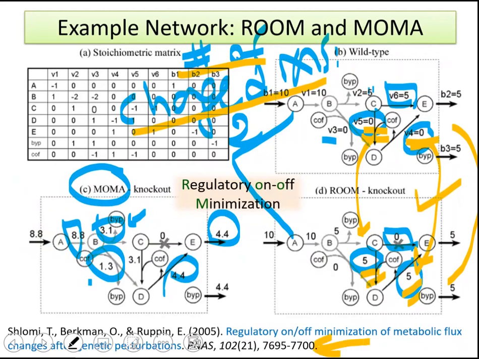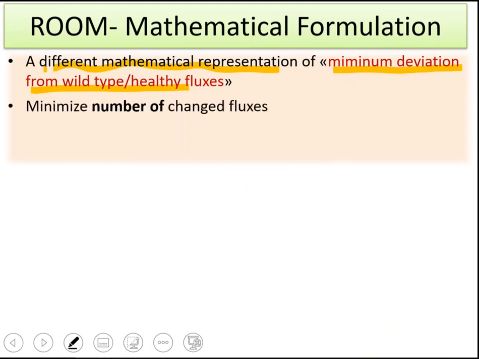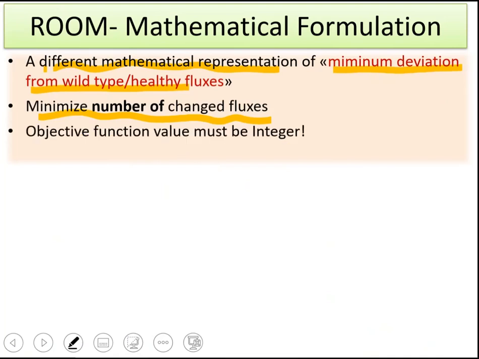Now I will show you their results in comparison to MoMA predictions. But let me first summarize what I have said. It is the same idea, minimum deviation from wild type or healthy fluxes, but ROOM uses a different mathematical representation rather than minimizing Euclidean distance. So it minimizes the number of changed fluxes. Since it is minimizing the number of reactions, and the number of reactions are integer numbers, right? You cannot have 2.8 reactions. So the number of reactions will always be an integer.